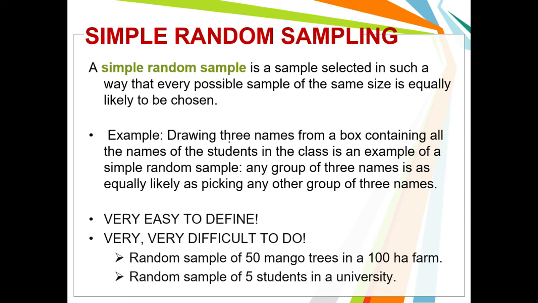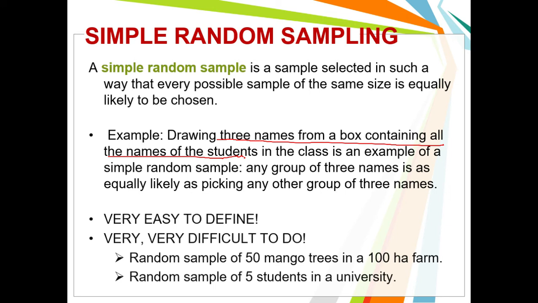Example, drawing 3 names from a box containing all names of the students in the class is an example of a simple random sample. And any group of 3 names is as equally likely as picking any other group of 3 names. Okay? So, yan, panahon kanina. So, lahat ng mga names, isusulat sa papel, tutupuin or i-roll yung papel, ilalagay sa baso or sa cup, and then saka isi-shake, and then pipili ng 3 names. Okay? So, random yung pagkakapili. Simple random. Nag-draw lots lang tayo dun sa mga names.